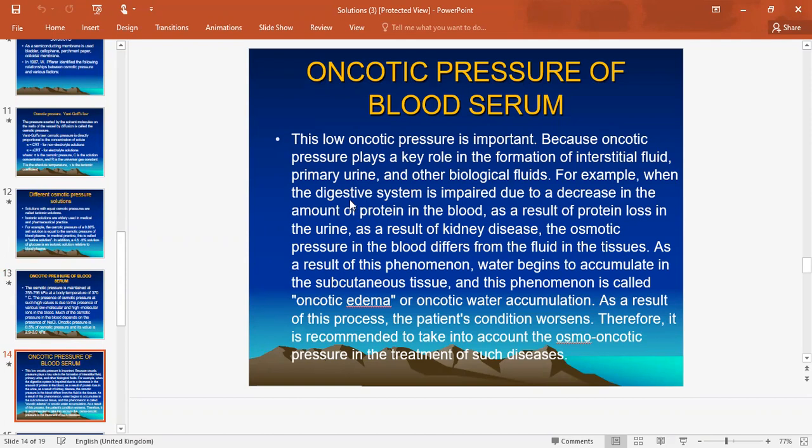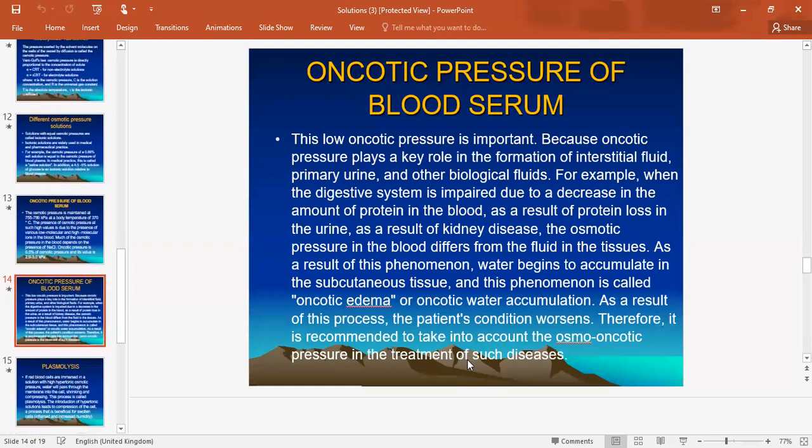For example, when the digestive system is impaired, the amount of protein in the blood decreases, as a result of protein loss in the urine from kidney disease. The oncotic pressure in the blood then differs from the fluid in the tissues. As a result, water begins to accumulate in the tissues, and this phenomenon is called oncotic edema. Water accumulation, as we know, is called edema. As a result of this process, the patient's condition worsens. Therefore, it is recommended to take osmo-oncotic pressure into account in the treatment of such disease.